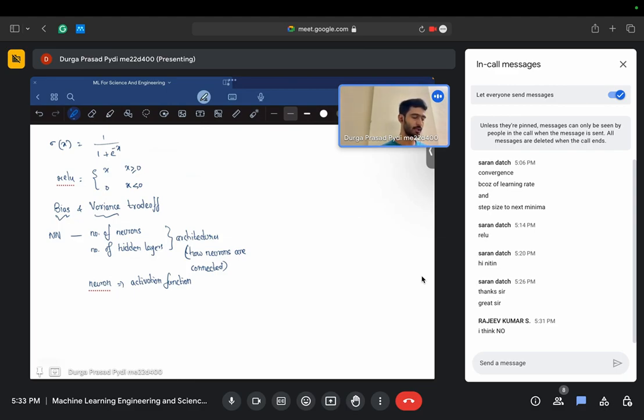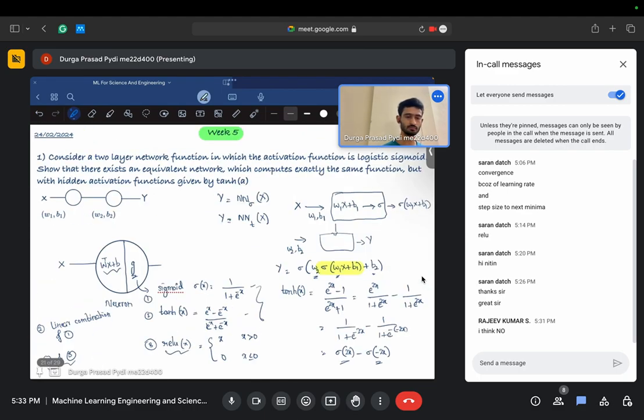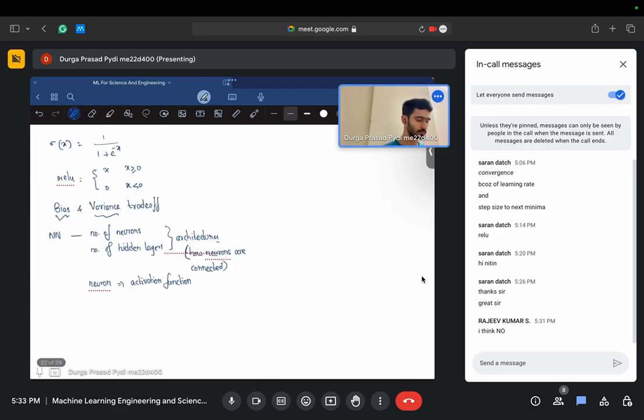Now how you design your architecture will come a little later, but for now, is this clear? Why are we doing this? I think there are no questions on this.